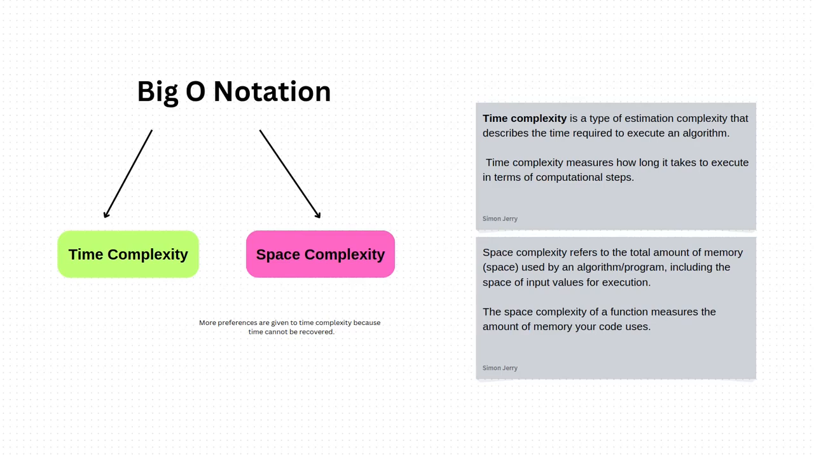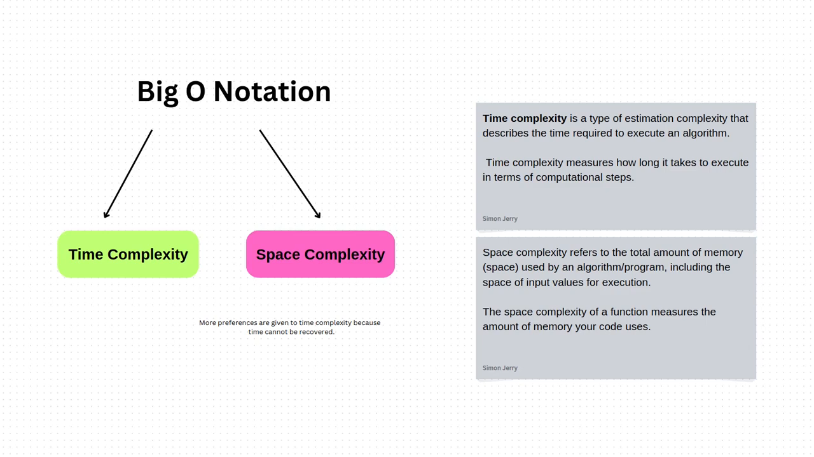Welcome to another video in this big O notation series. In the previous video, we talked about time complexity and gave examples of the different types of time complexity. And in this video, we are going to explore space complexity. We already talked about what space complexity is at the beginning of the previous video.